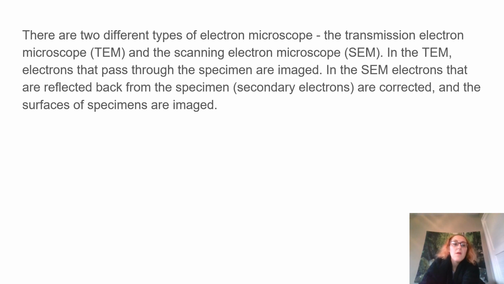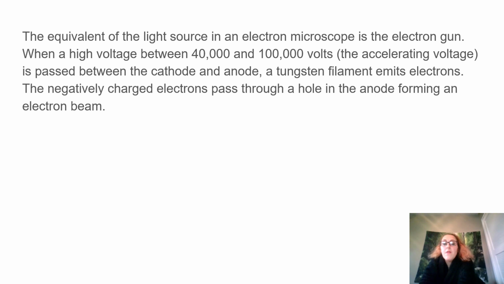In the TEM, the electrons that pass through the specimen are imaged. In the SEM, electrons that are reflected back from the specimen, secondary electrons, are collected, and the surfaces of specimens are imaged. The equivalent of the light source in an electron microscope is the electron gun. When a high voltage between 40,000 and 100,000 volts, the accelerating voltage, is passed between the cathode and anode, a tungsten filament emits electrons. The negatively charged electrons pass through a hole in the anode, forming an electron beam.